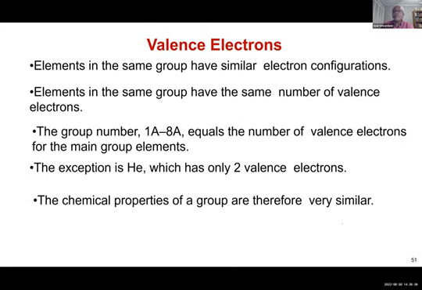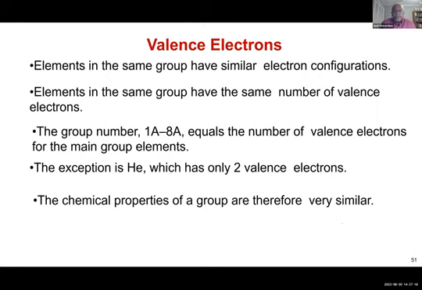Elements in the same group have similar electronic configuration. For example, the alkali metals: lithium, sodium, potassium, rubidium, cesium. First group elements are called alkali metals. They have similar electronic configuration, s1. The alkali metals have s1. Alkaline earth metals have s2. Only the valence shell number is different. They have the same number of valence shell electrons.